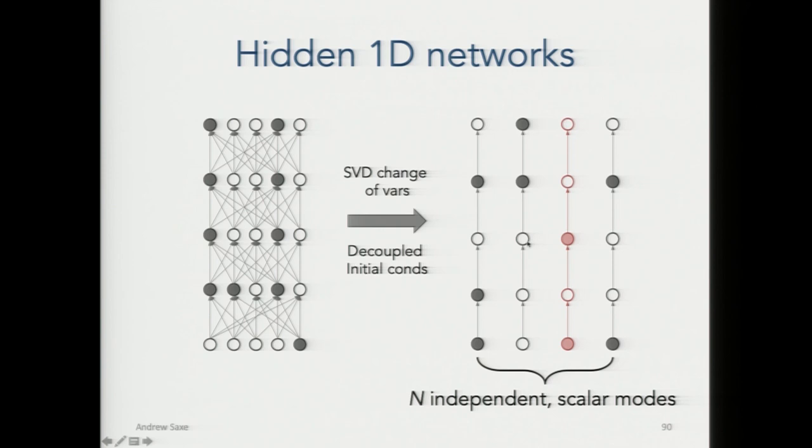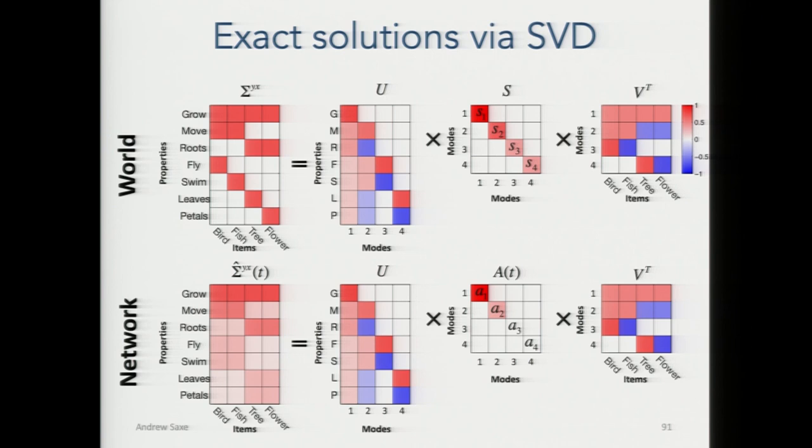All right, so how does this look? How does this work? Well, in the top row here, I'm showing you the statistics that the world is providing for a little data set that I made up. It has a bird, a fish, a tree, and a flower that have some different properties, like they can grow, move, fly, etc. And you'll notice that it has this hierarchical structure. So there's the animals and the plants, right? And then there's a lower level of the bird and the fish, tree and flower. So I can take that input-output correlation matrix, and I can decompose it using the singular value decomposition, which decomposes it into the product of three matrices.